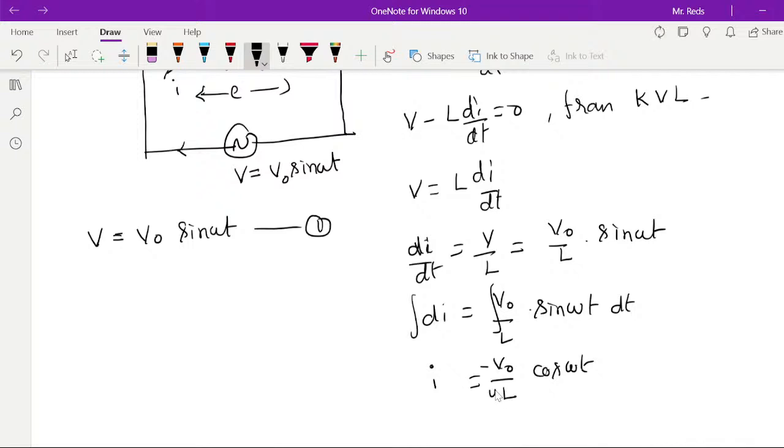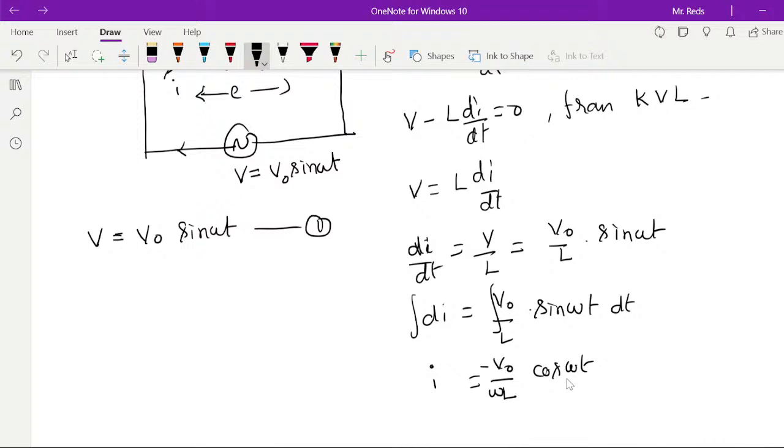So if we bring this omega here, we will write it as I equal to minus V naught by omega L into cos omega t. This entire thing we'll take as the maximum value or amplitude of this current, so we can write it as I naught. But this negative sign, if you bring it inside, you can write it as cos of minus omega t. This point you have to be careful, guys.